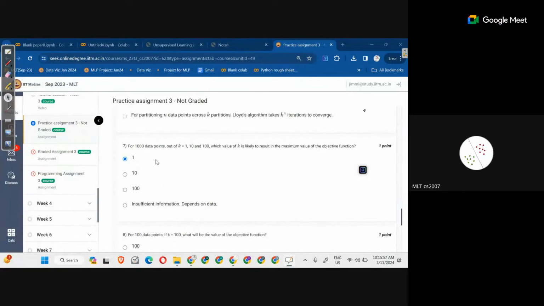Question 7 says: for 1000 data points, out of k equal to 1, 10 and 100, what value of k is likely to result in the maximum value of the objective function? Can someone say what would be the answer for this one? If it's k equals 1, then it would be maximum, because we know that the objective function decreases when we increase the k value. So it will be maximum at k equal to 1. And once it is k equal to 100, then this will be 0.